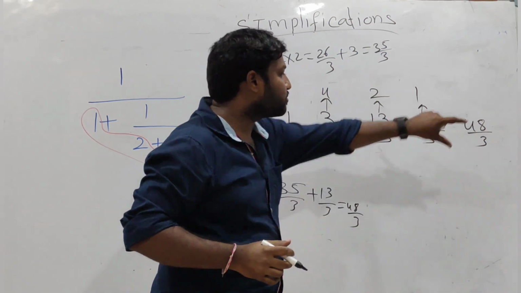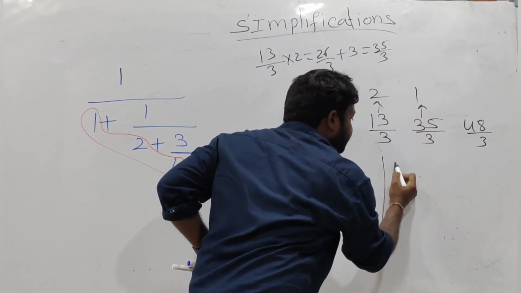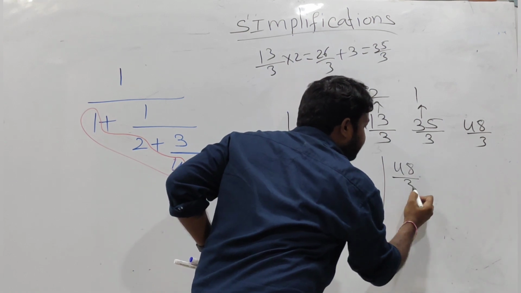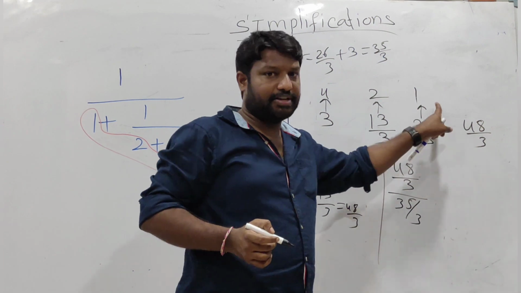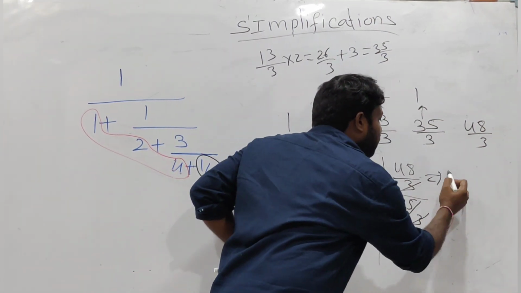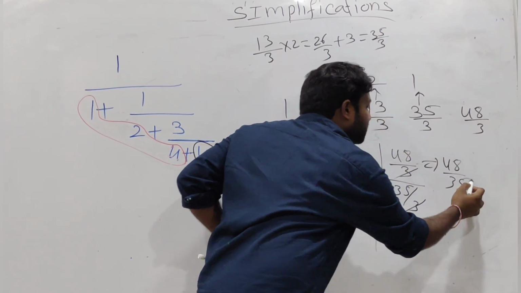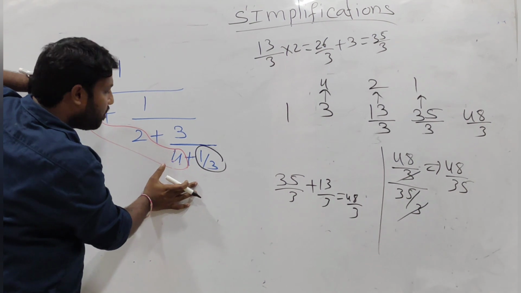So what is the answer? Last, this by this. The final answer is 48 by 3 divided by this value 35 by 3. You cancel this 3, so what you are getting is 48 by 35. So up to here you got 48 by 35.